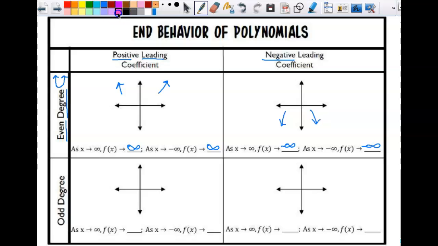For odd degree, it's going to model a cubic. So you think about what a cubic parent function looks like. And when we have a positive leading coefficient, the end behavior will be exactly like that. So it's going to be down, up. So that means as x approaches infinity, f of x approaches infinity. And as x approaches negative infinity, f of x approaches negative infinity.